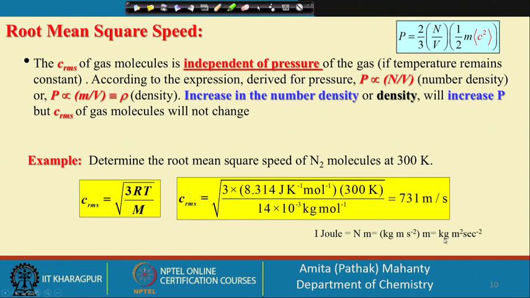So, if you see, the kgs will get cancelled. So, what you are left with is meter square per second square. If you take the square root of that, you get the units of meters per second. So, this is one of the solved examples you can see for finding out the root mean square speed of a nitrogen molecule.